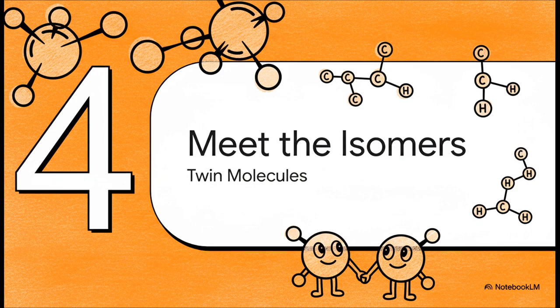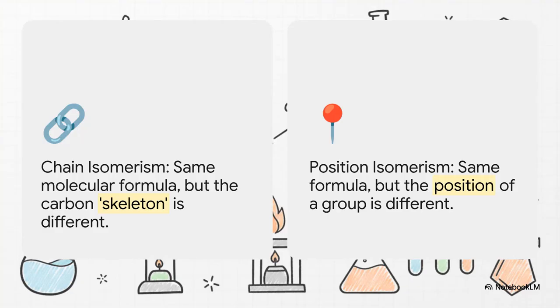All right, let's move on to a really interesting idea. You know, sometimes in chemistry you can have molecules that are like non-identical twins. They have the exact same molecular formula, so the same number of carbons, hydrogens, everything, but they are actually different molecules because the atoms are connected in a different order. These are called isomers. For your exam, you mainly need to know 2 types. First is chain isomerism. This is when the main carbon skeleton itself is different. For example, one is a straight chain and the other is a branched chain. The second is position isomerism. Here, the skeleton is the same, but the position of something attached to it, like a functional group, is different.